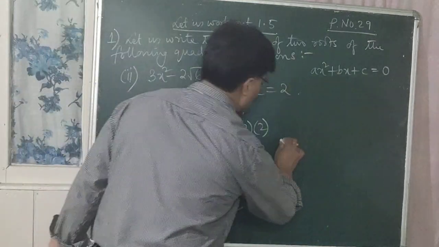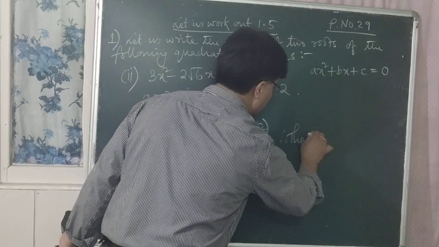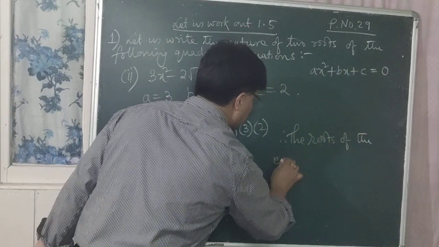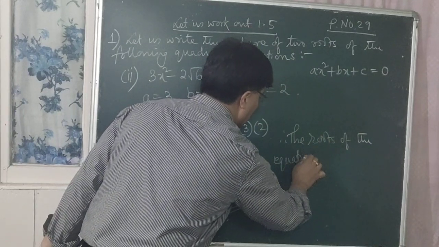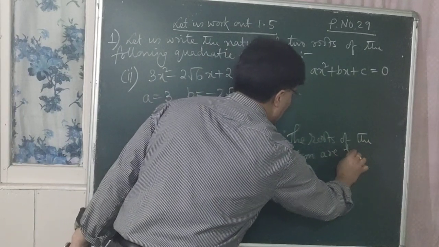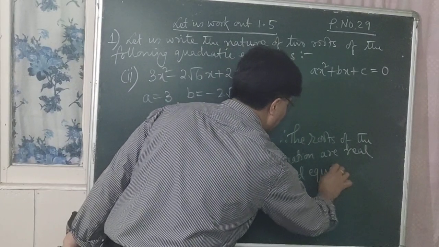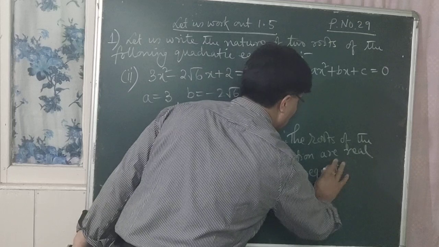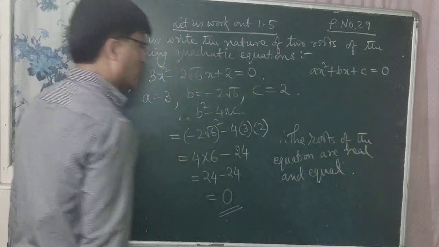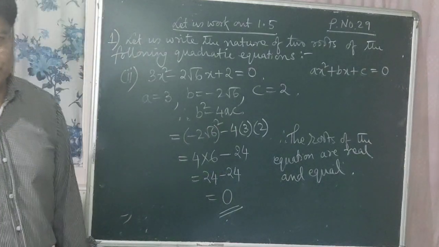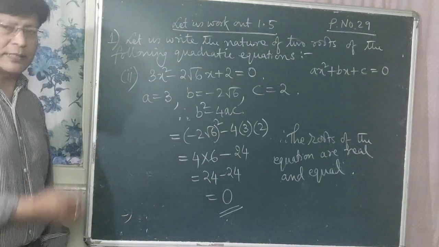Therefore, now we can write down the answer. Therefore, the roots of the equation are real and equal, because here the discriminant is equal to 0. Okay, so I think you have understood it.